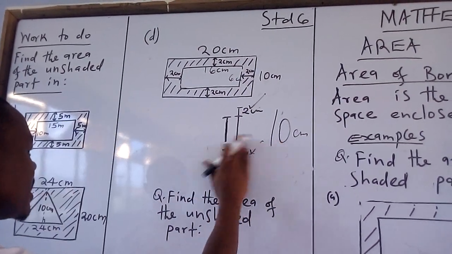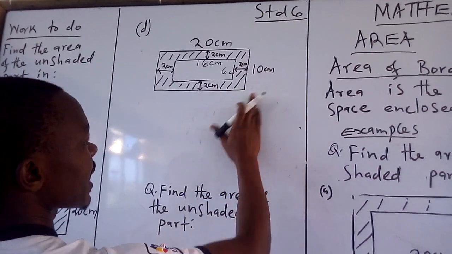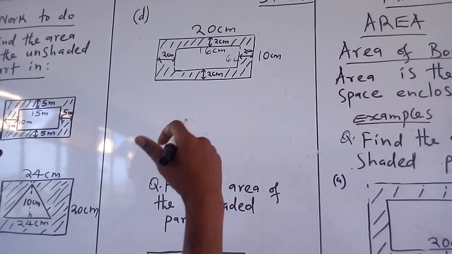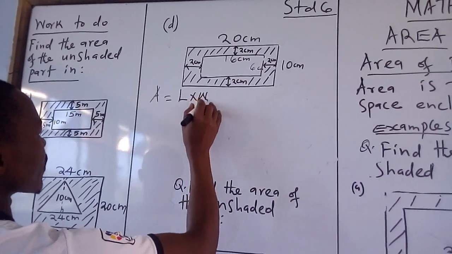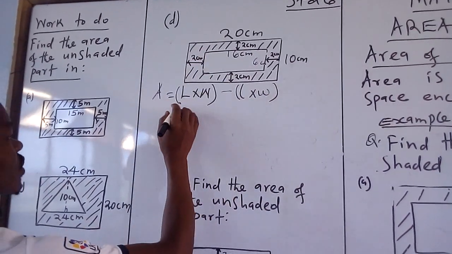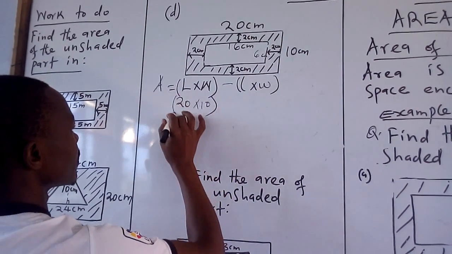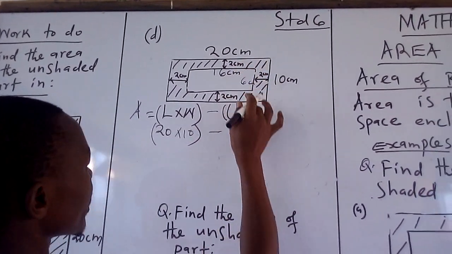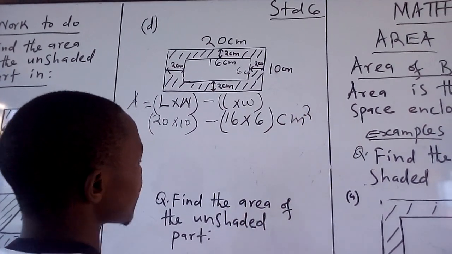After getting the dimensions, our work is now very simple. We simply need to calculate the area of the bigger rectangle minus the area of the smaller rectangle using the formula that we've already learned. Area is equal to length times width for the bigger rectangle minus length times width for the smaller rectangle. So we are going to have 20, which is the length of the bigger rectangle, times 10, minus the length of the smaller rectangle, which is 16, times width, which is 6. Remember the units. We have square centimeters.